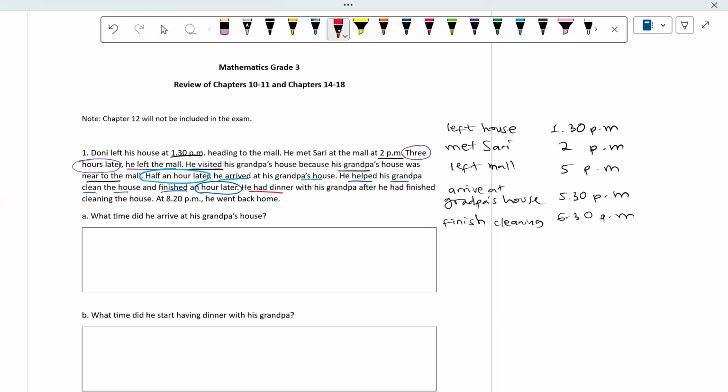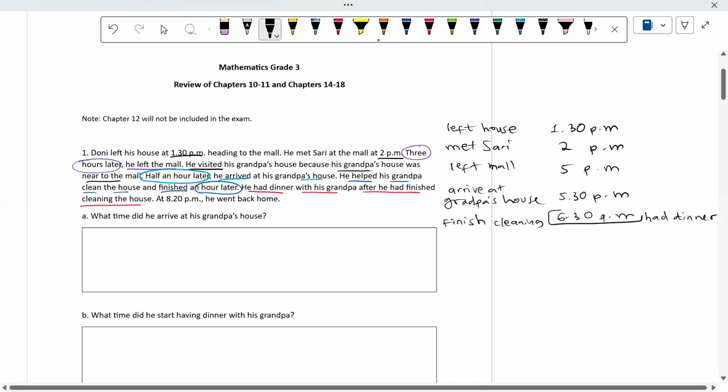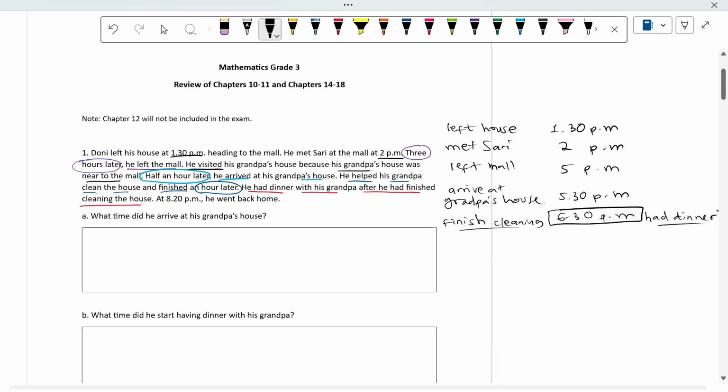After that, he had dinner with his grandpa after he had finished cleaning the house. So when he finished cleaning at 6:30 p.m., he also had dinner at this time. Yeah, after finished cleaning, he had dinner directly. We will write it here. Finished cleaning and had dinner. After that, at 8:20 p.m., he went back home. Back home at 8:20 p.m.